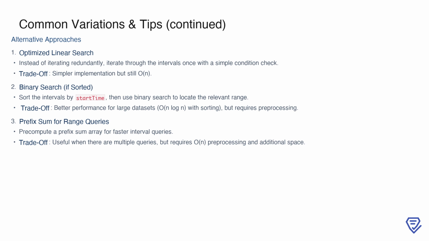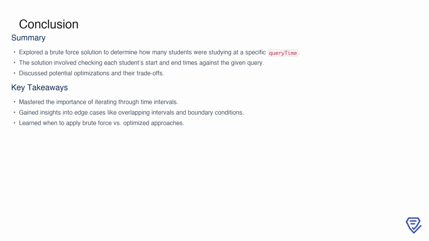For scenarios involving multiple queries, a prefix sum approach can be highly beneficial. By pre-computing a prefix sum array, you can handle range queries more efficiently. While this method requires additional pre-processing time and space, it pays off when there are numerous queries to process. Each of these approaches comes with trade-offs, so the best choice depends on the specific constraints and requirements of the problem at hand.